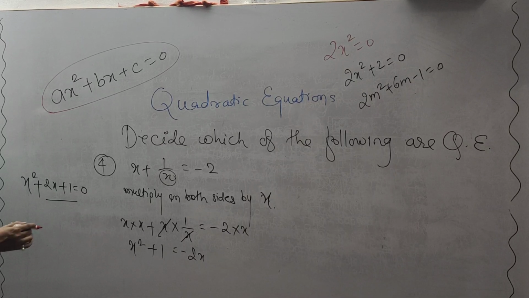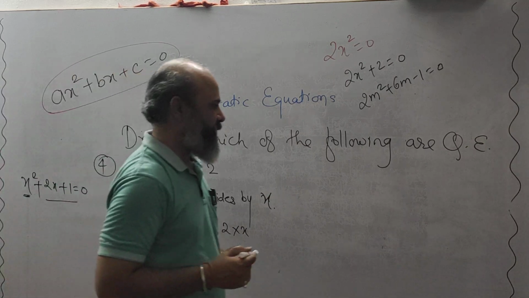So student, again this is a quadratic equation, because the highest degree of the variable x is 2. So therefore the given equation is a quadratic equation. Clear?